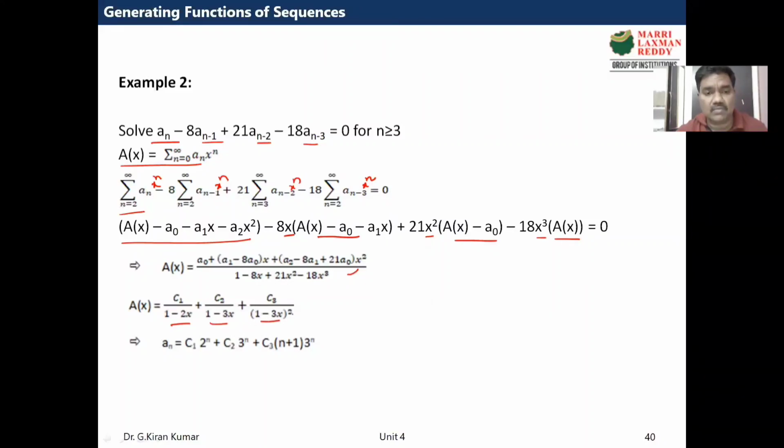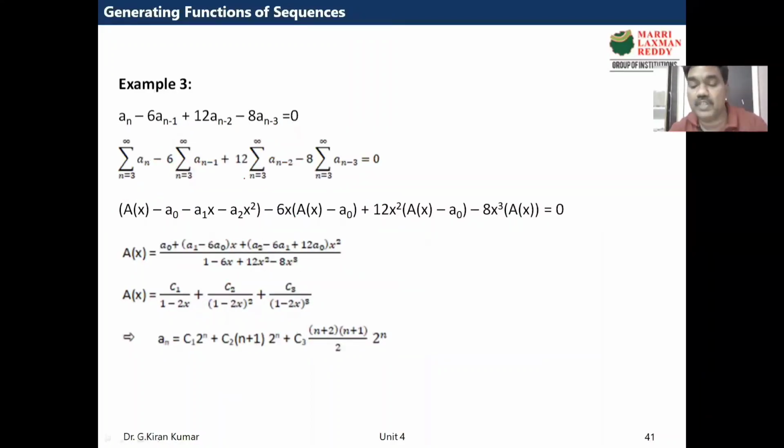For this kind of thing, please refer to the page number where I have given 20 formulas. So for this, the answer will be (n plus 1) into 3 power n. This is as per formula number 9. As per formula number 9, you will get this. And if you apply the characteristic roots equation method, you will get almost the same answer. Then of course, if the initial conditions are given, you can solve.